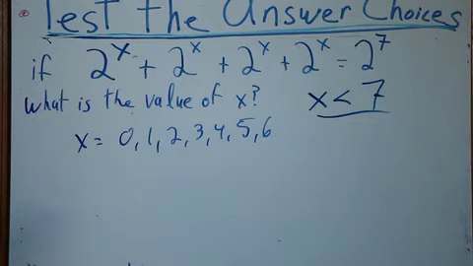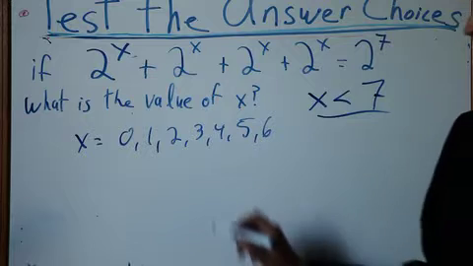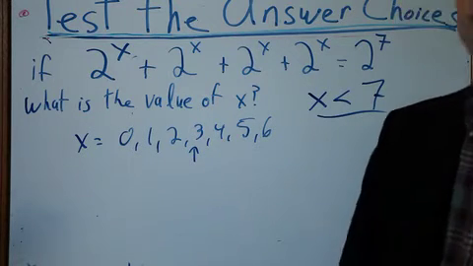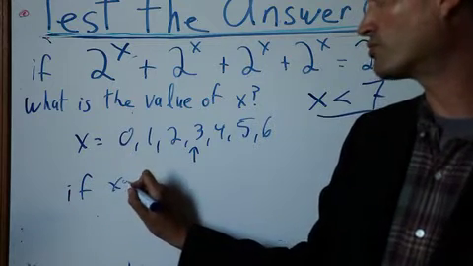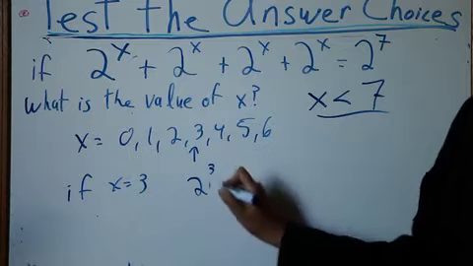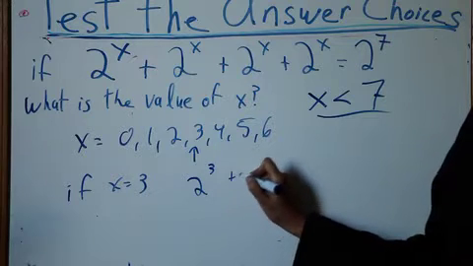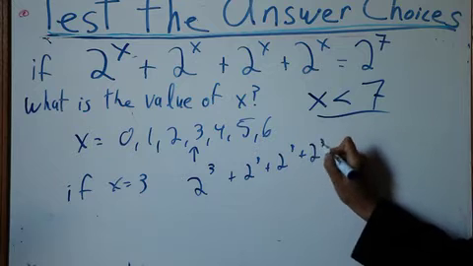If x is an integer, it would have to be one of these 6 or 7 choices. Let's start with maybe right there, the one in the middle. Suppose x equals 3. Now the left side reads 2 to the 3rd plus 2 to the 3rd plus 2 to the 3rd plus 2 to the 3rd.